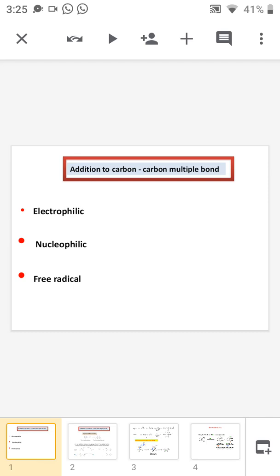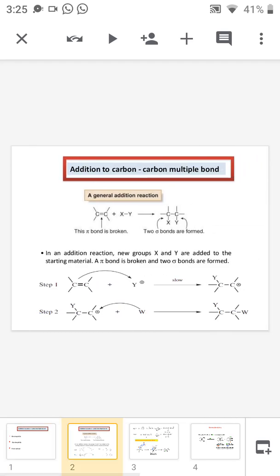In this type of addition reaction, as the name suggests, these reagents will act first. So in electrophilic addition reaction, the electrophile will attack first followed by the nucleophile, and in the nucleophilic addition, the nucleophile will attack first then followed by the electrophile, and in the free radical addition, the free radical is the starting of the reaction. Now first of all we will discuss the electrophilic addition reaction to carbon-carbon multiple bond.